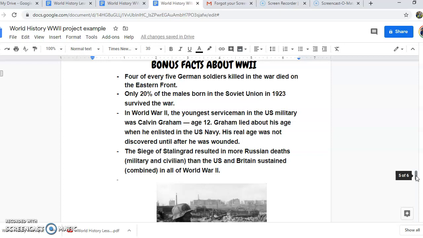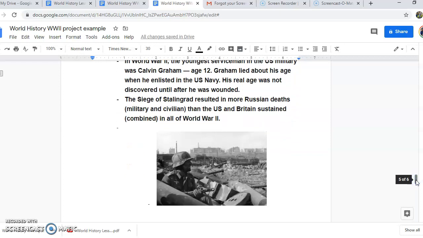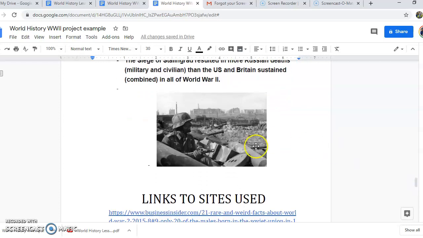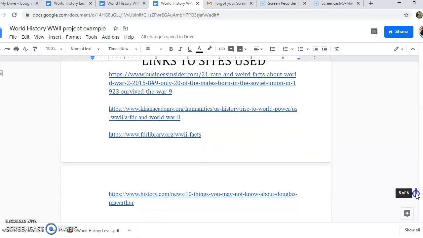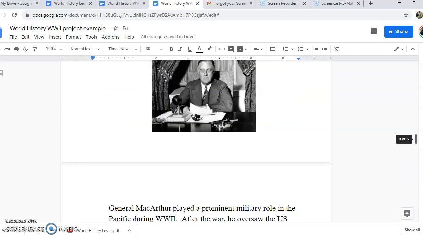In World War II, the youngest serviceman was your age. He was age 12. He lied about his age so that he could enlist in the U.S. Navy. The Siege of Stalingrad, which was a battle that happened in Russia, resulted in more Russian deaths, military and civilian, than the US and Britain sustained combined in all of World War II. So here is an image that I copied and pasted from Stalingrad. And at the bottom, make sure you include the links to the sites that you used. Here are some that I accessed information from.